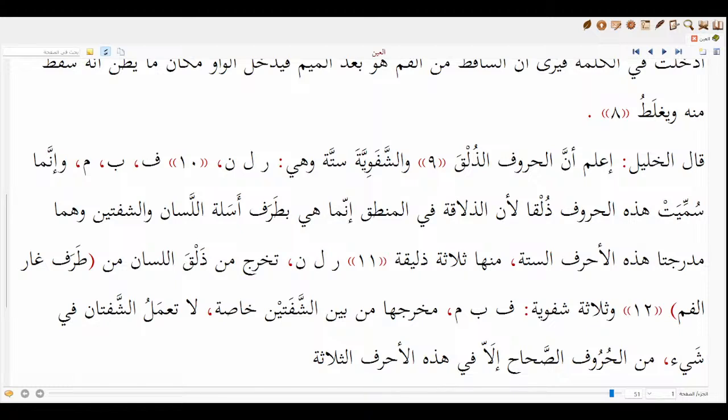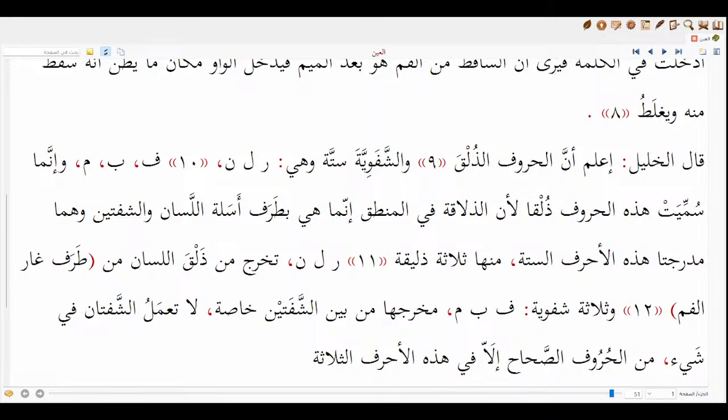Out of these letters, منها 3 ذليقة, 3 are sharp or spoken with the tip of the tongue. تخرج من ذلق اللسان من طرف غار الفم. So these letters are pronounced from the tip of the tongue or the edge of the tongue, at the opening of the mouth, at the side of the ghar of the fam, the opening of the mouth.